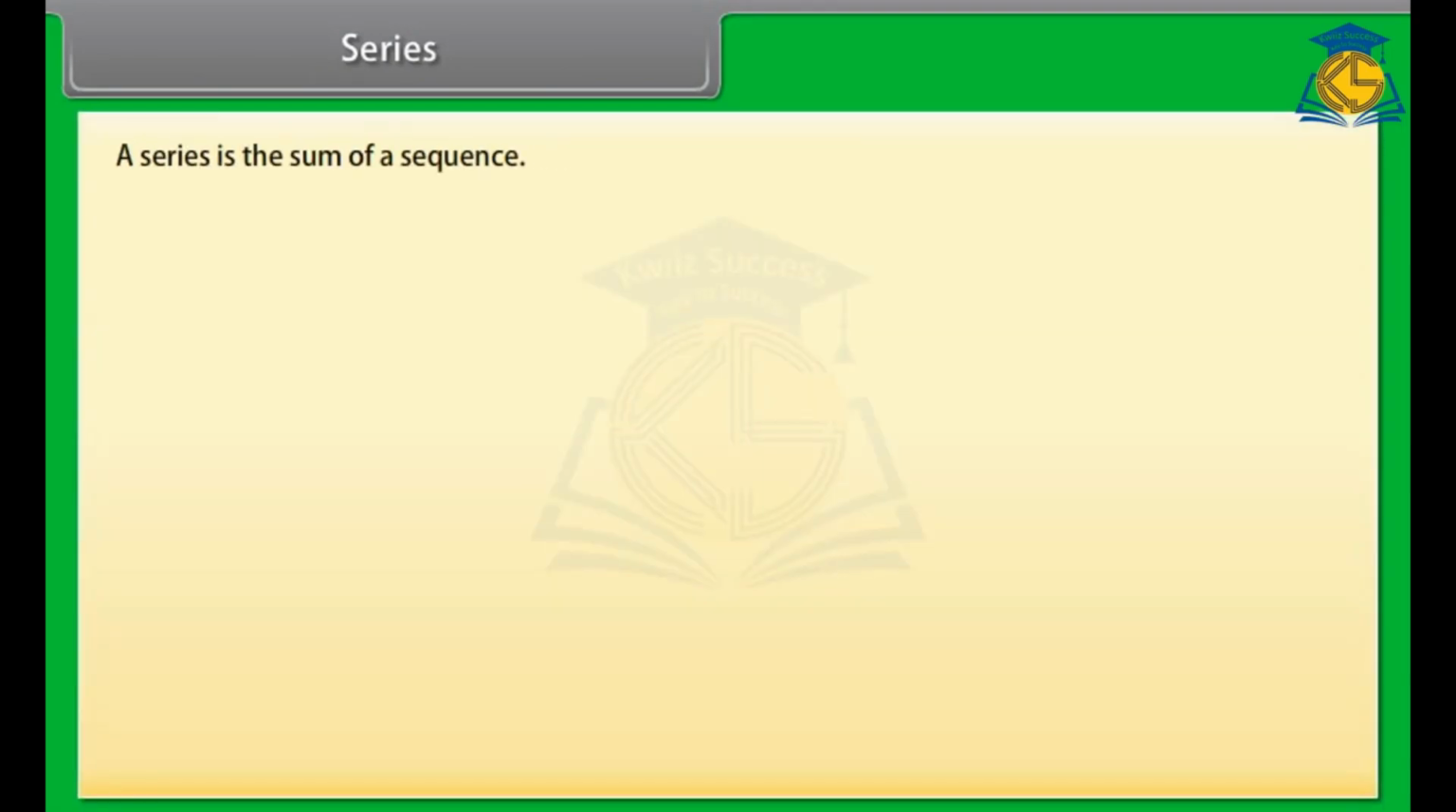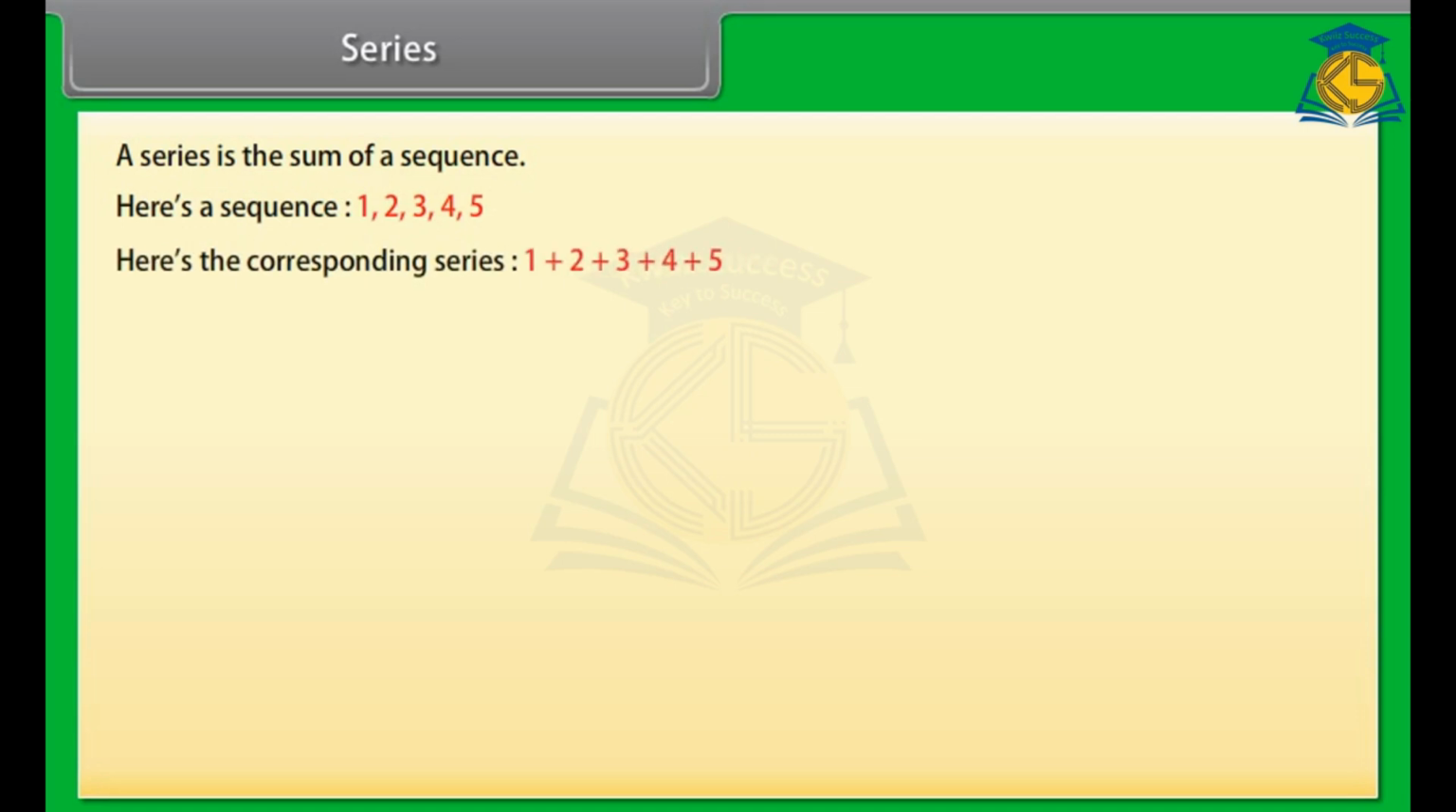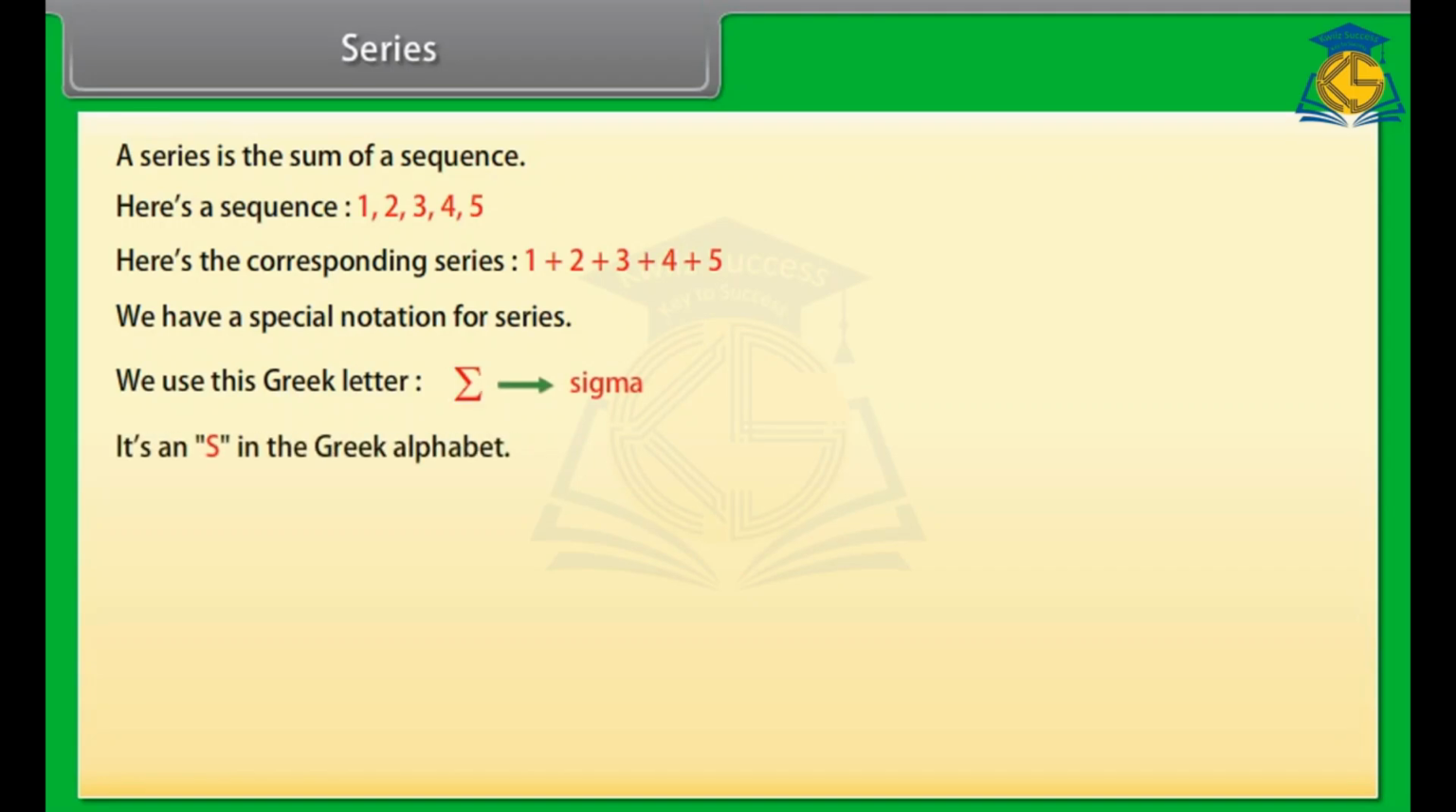Series. A series is the sum of a sequence. Here is a sequence: 1, 2, 3, 4, 5. Here is the corresponding series: 1 plus 2 plus 3 plus 4 plus 5. We have a special notation for series. We use this Greek letter, sigma. It is an S in the Greek alphabet. Think of it as an S for sum. Our series adds 5 terms, 1 plus 2 plus 3 plus 4 plus 5.